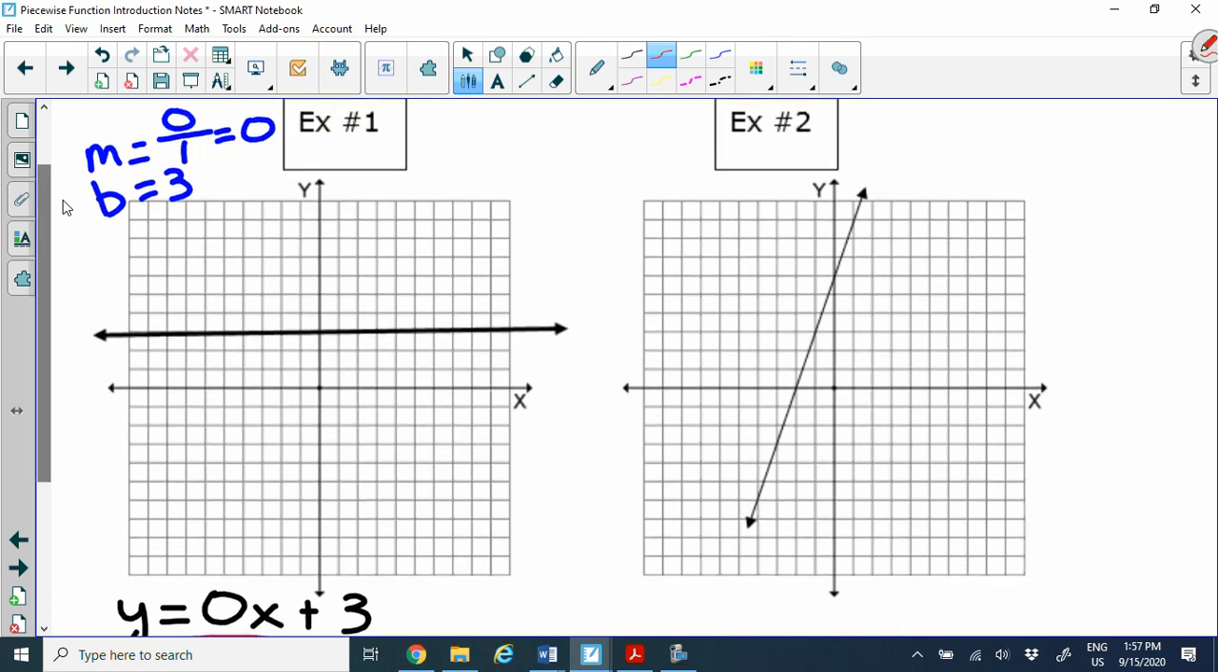Okay, let's try example 2 here. We're going to do the same thing. We are going to determine the slope and the y-intercept. I'm going to go ahead and find the y-intercept first, because from there I can maybe find the slope. Really, to find the slope, just choose 2 points that you see on your graph. So let's look at where the graph crosses the y-axis. It looks like 1, 2, 3, 4, 5, 6. So my b value is going to be 6.